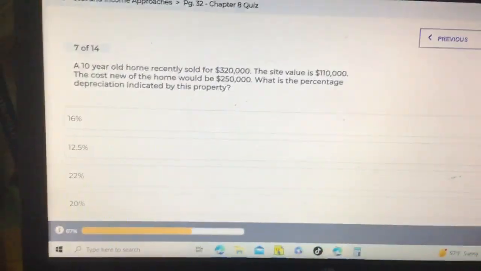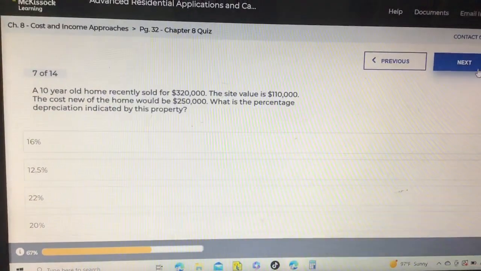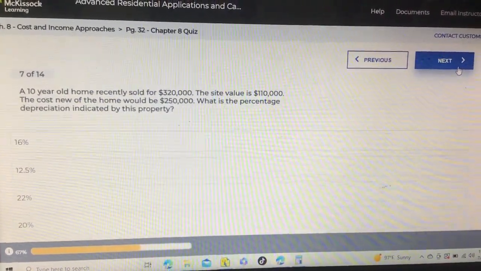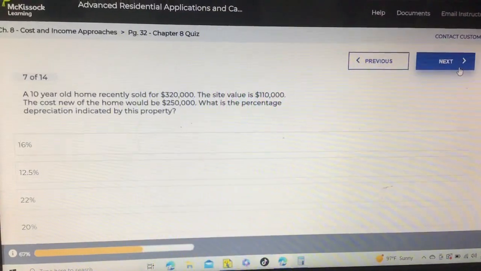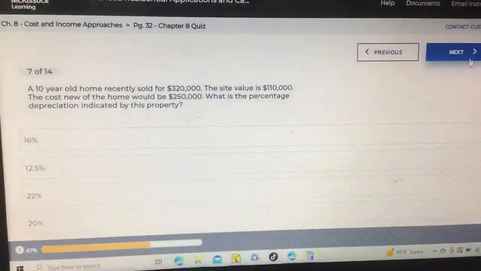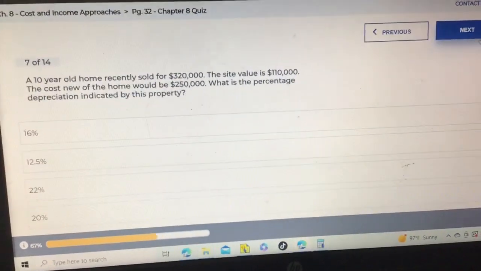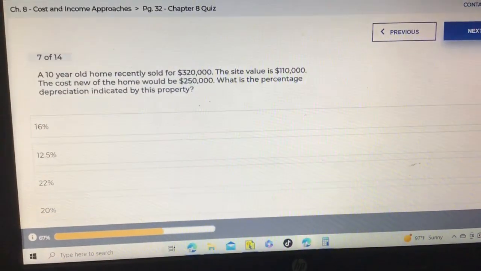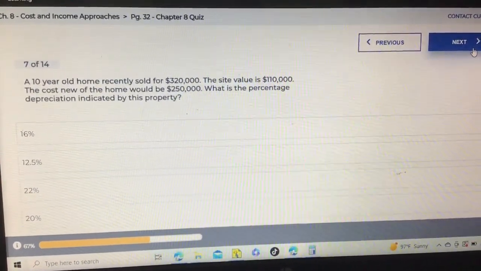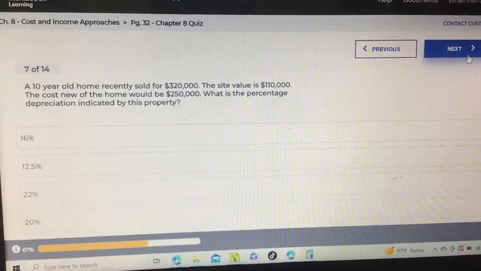Number 7. A 10-year-old home recently sold for $320,000. The site value is $110,000. The cost new of the home would be $250,000. What is the percentage depreciation indicated by this property? A, 16%, B, 12.5%, C, 22%, or D, 20%?